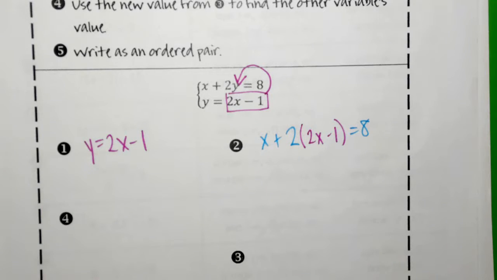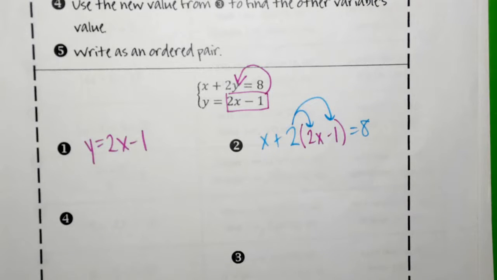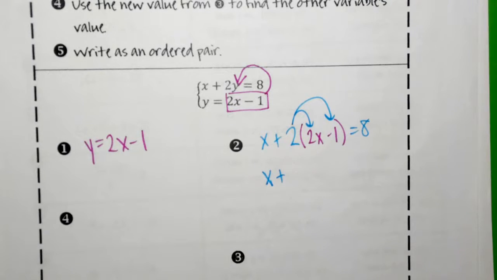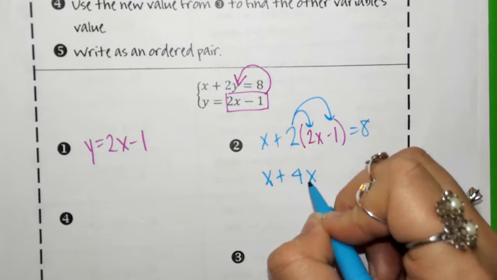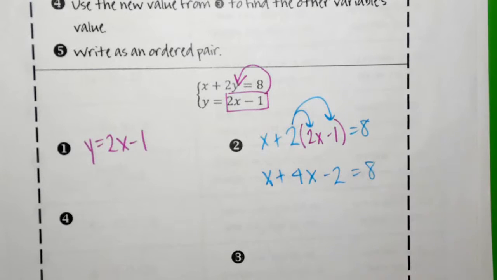Okay. Now, how do we get rid of parentheses? Distribute. So step 3 is to solve for the remaining variable. So we are going to distribute. And that's going to give us x plus what? What's 2 times 2x? 4x. Awesome. What's 2 times negative 1? Minus 2 equals 8.